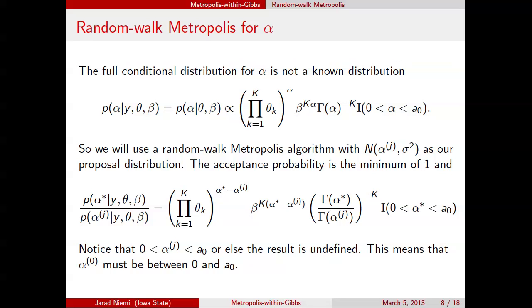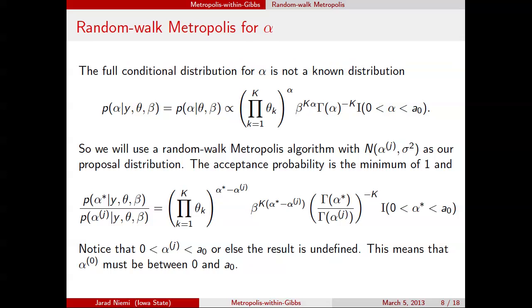Could you say again what alpha star is? Yeah, alpha star is just a draw from this proposal. Okay, so alpha star is a draw from a normal alpha j, sigma squared. And so then the alpha j that's in that equation, is it always the initial j? The previous iteration's j. Okay. Right. This alpha 0 is the initial. Okay.